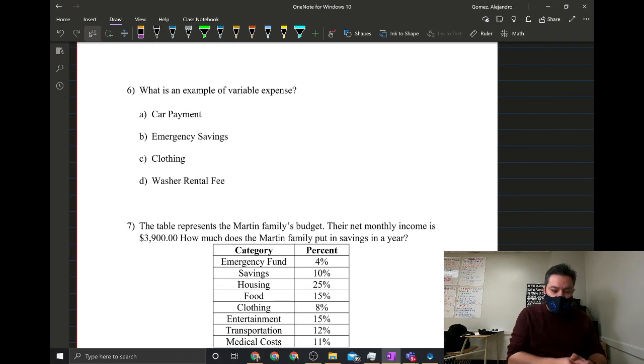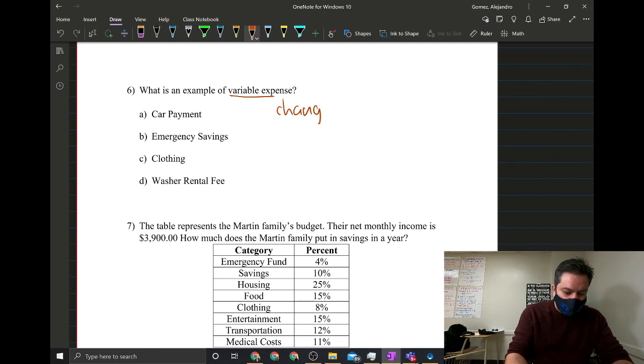And a variable changes all the time. So an example of a fixed expense can be a mortgage payment or a car payment, something that is always going to be the same amount. Something that is going to be variable is something that is going to change. So in this case, if I look at number 6, I'm looking for variable. I know variable means that it changes.